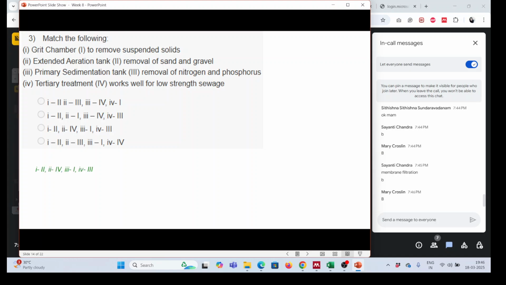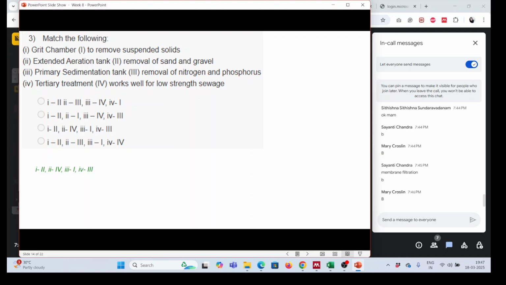The correct option is option number C. Grit chamber is used for the removal of sand and gravels, yes. Extended air aeration works well with low strength wastewater. And primary sedimentation tank, see, extended aeration is kind of secondary treatment. Primary sedimentation tank is used for the removal of suspended solids, as we have discussed earlier.